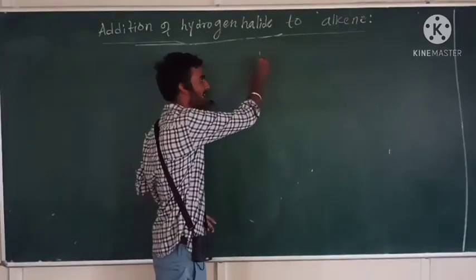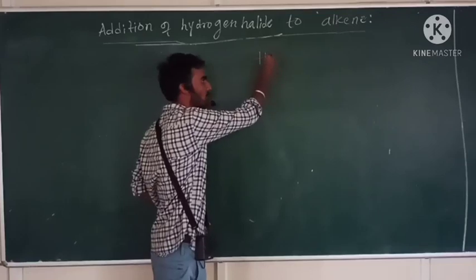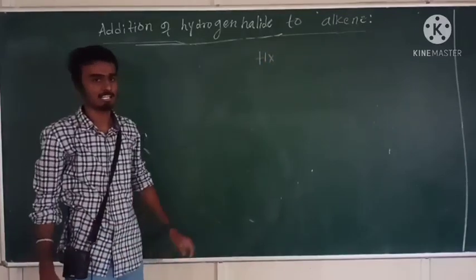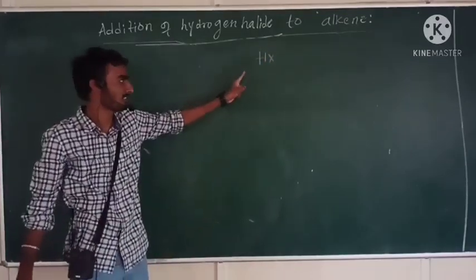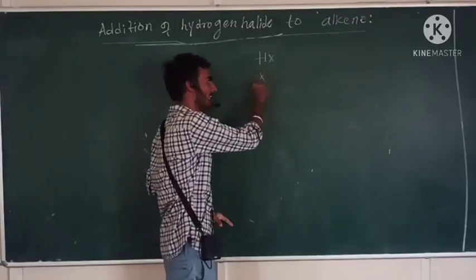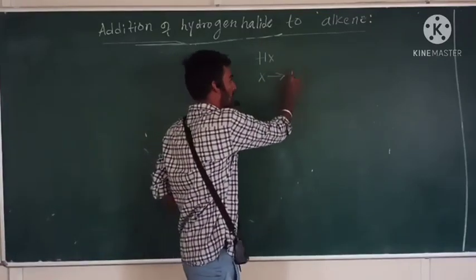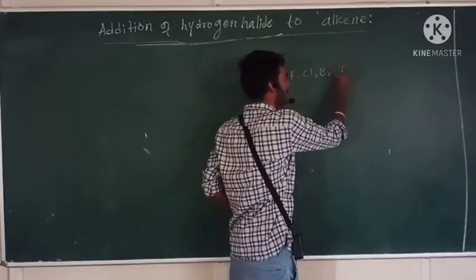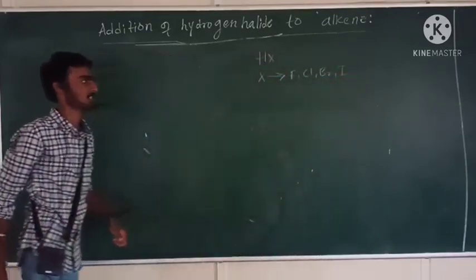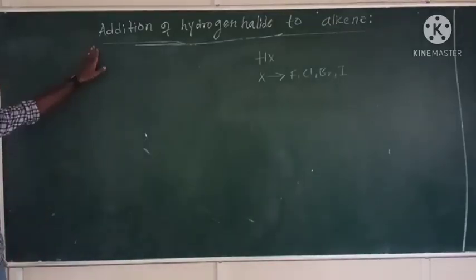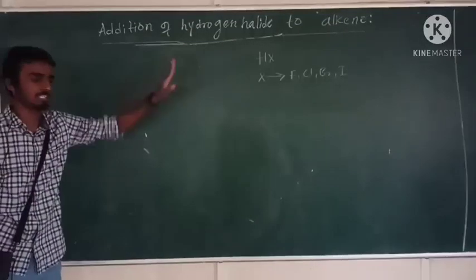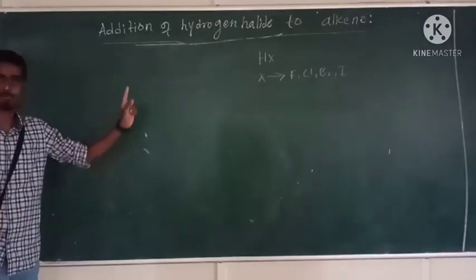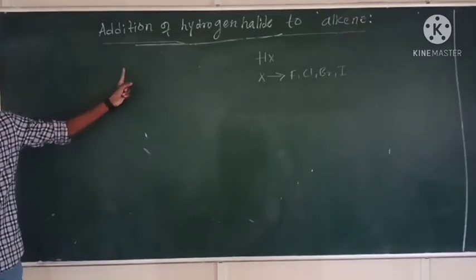A hydrogen halide means hydrogen bonded with a halogen group. So, what is a halogen? Halogens are the elements present in the 17th group. X here means the halogen group, that is fluorine, chlorine, bromine and iodine. These are the halides. In this reaction, we add a hydrogen halide to alkenes. Alkenes are compounds with a carbon-carbon double bond.